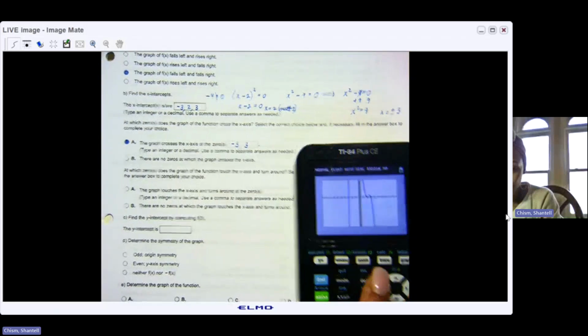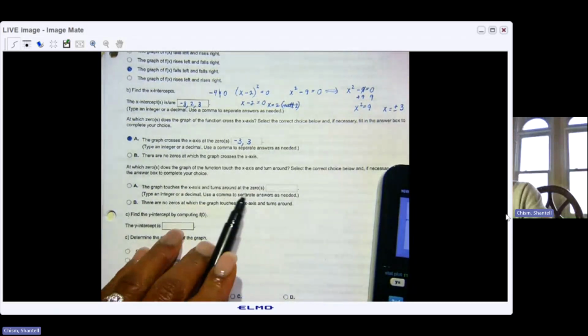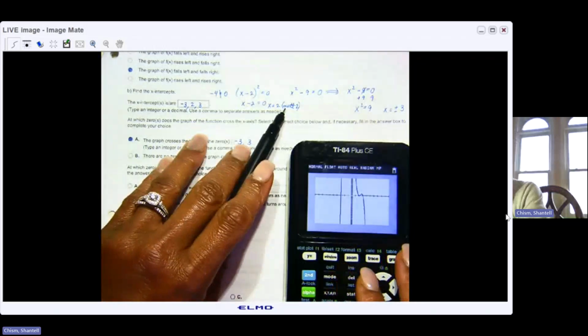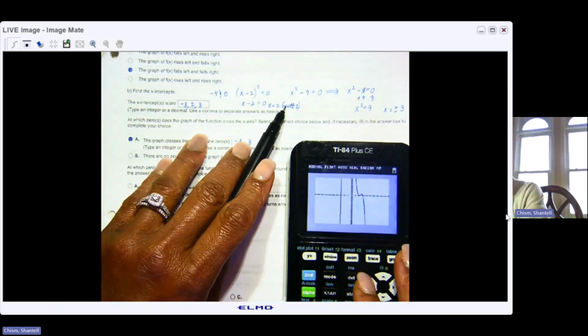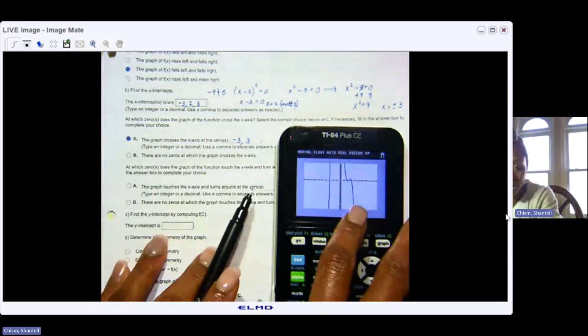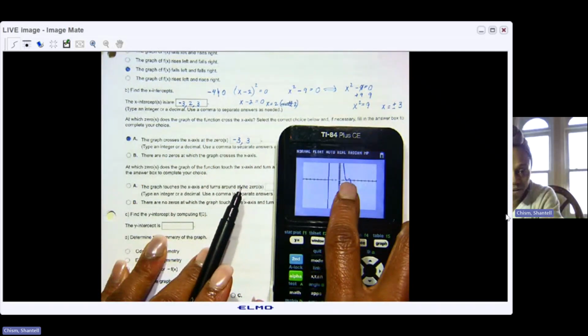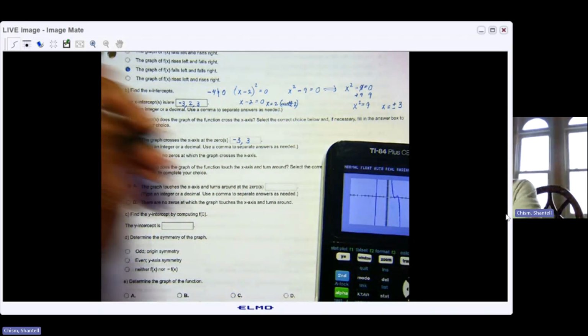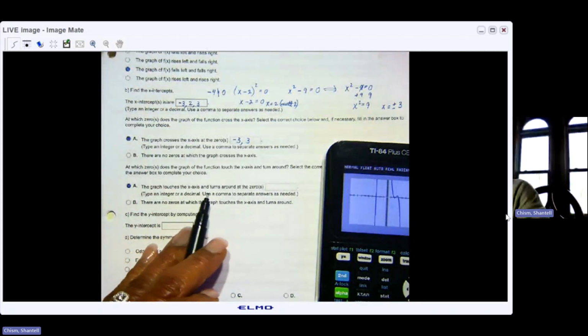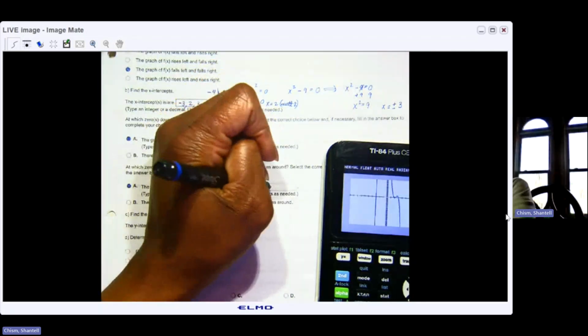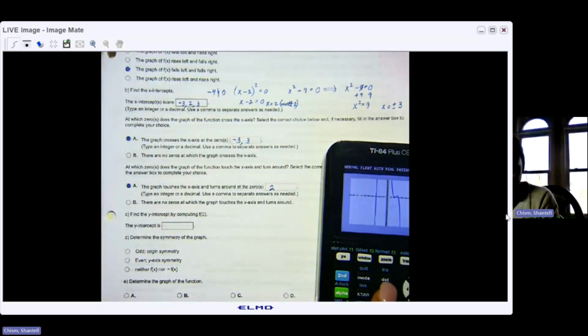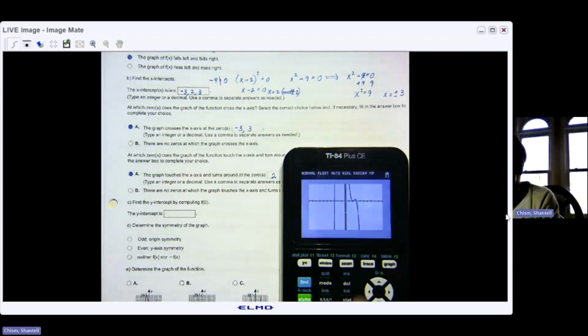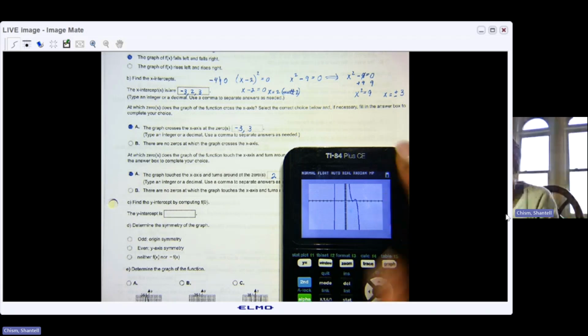Crosses straight through. But then it touches and turns when you have an even multiplicity. Remember, it touches and turns at positive 2. And you can tell that from the graph also, right there. Touches and turns at 2. So right here, I will select A, and it says the graph touches the x-axis and turns around at the 0, 2. Okay? And again, I did solve it traditionally using our algebra techniques, but I also used the graph to help me just verify that.